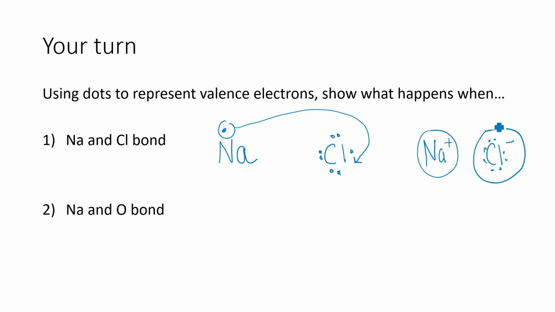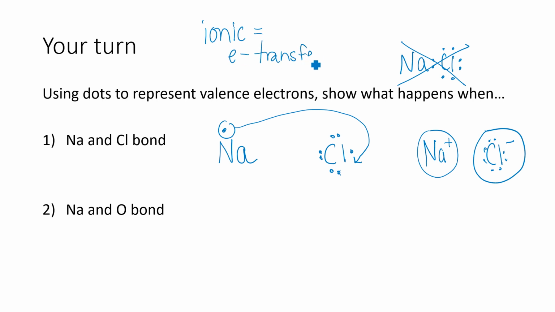filling its valence shell. So notice how what I did not do is I do not want to show it like this, because writing it this way implies that they are sharing electrons, which they are not. Okay, they are transferring electrons. So we're talking about ionic bonding. In ionic bonding, the electrons are transferred from the metal to the non-metal. So there's no sharing happening.